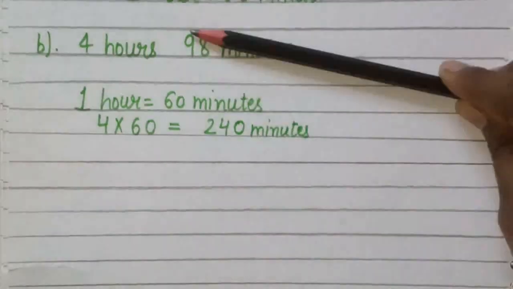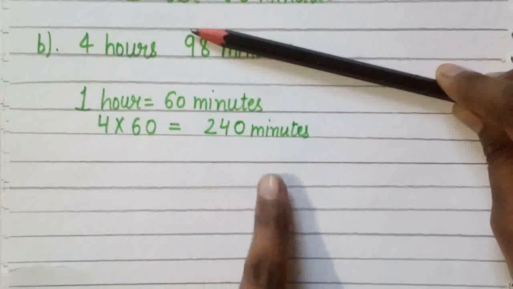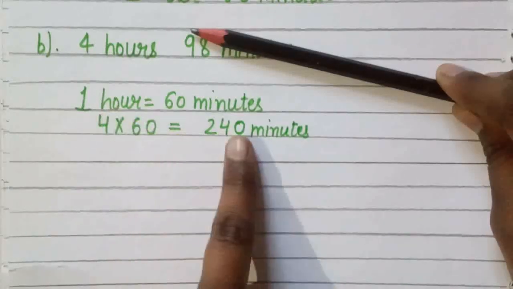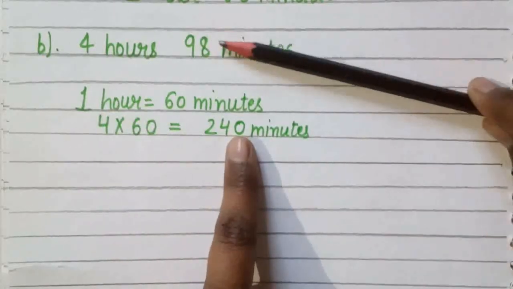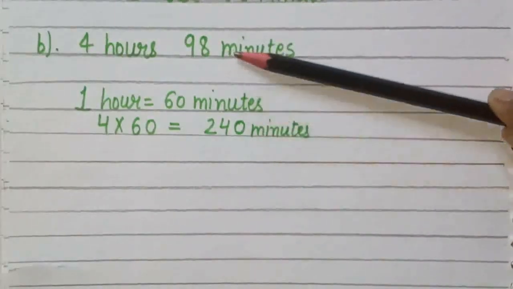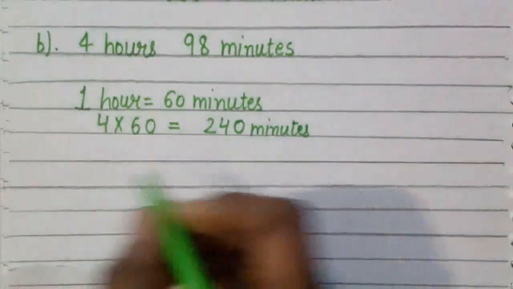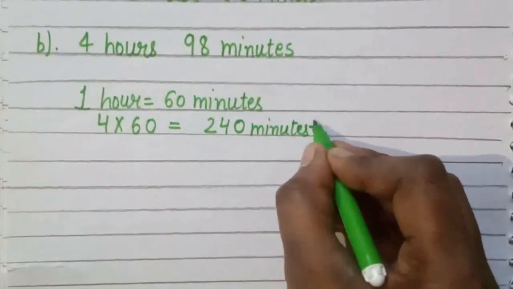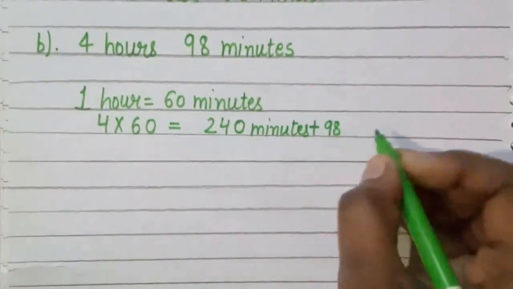Now if you look at it carefully, these 4 hours you have converted. 4 hours is equal to 240 minutes. Now these loose minutes are also here. So 240 minutes plus 98 minutes.